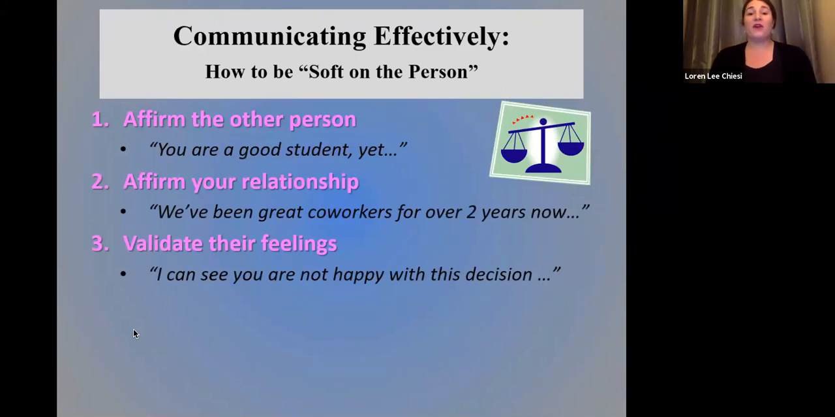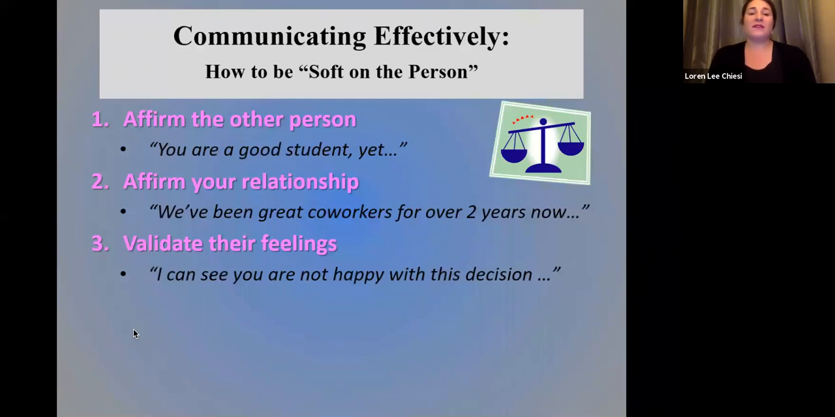We've been great coworkers for over 2 years now, but now that we're working on this project, I've noticed some difficulties. When you start from the outset, just telling the person that we have a great relationship, that things are going well, that really helps to assuage any fears that this small little blip or this conflict is going to sour or end the relationship.